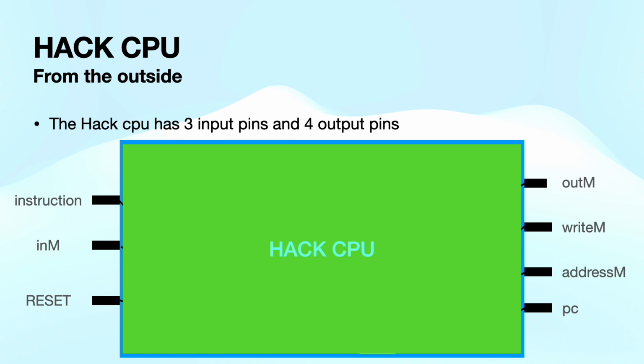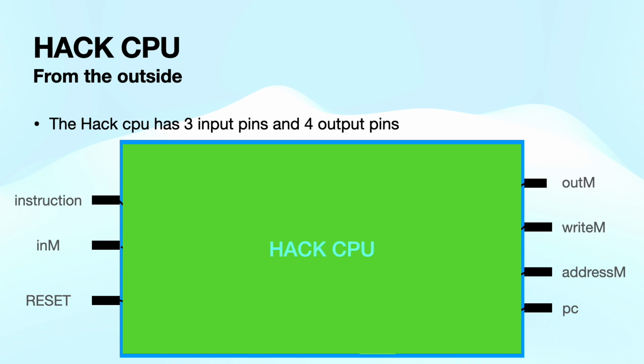So outM, this signal holds the value that the CPU wants to write to the data memory. It also represents the data to be stored inside of the memory location specified by the addressM signal.